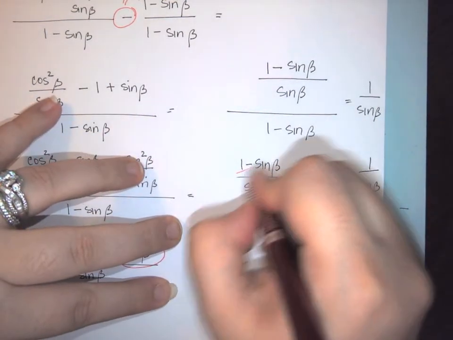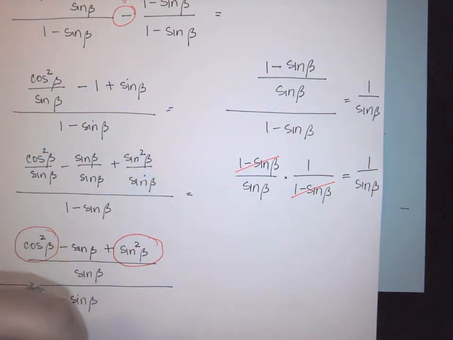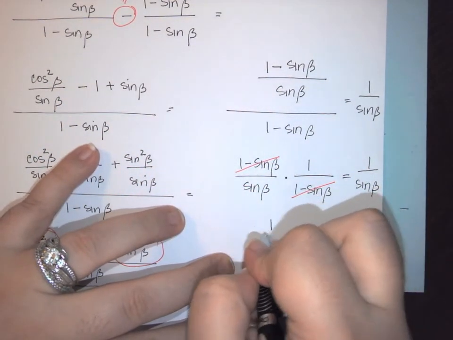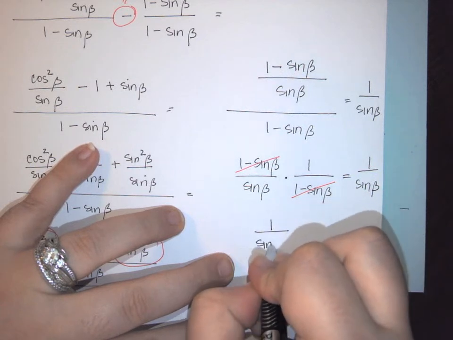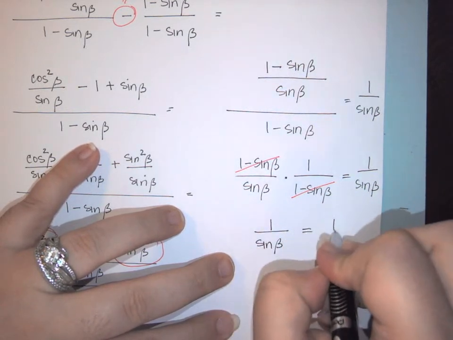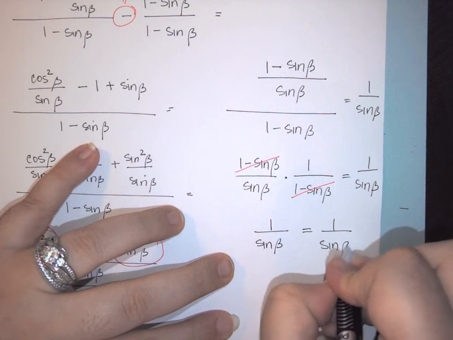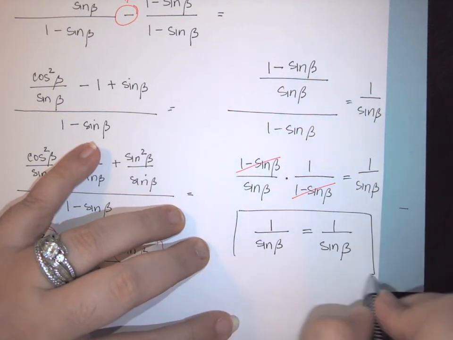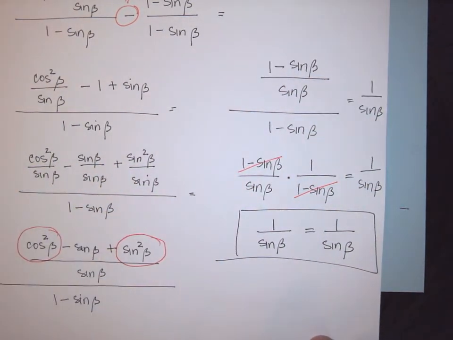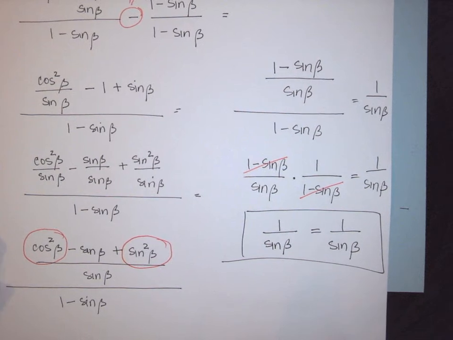If you look, top to bottom cancels, and I end up with 1 over the sine of beta equals 1 over the sine of beta. And this has proven my identity. Whew, that was a long one.